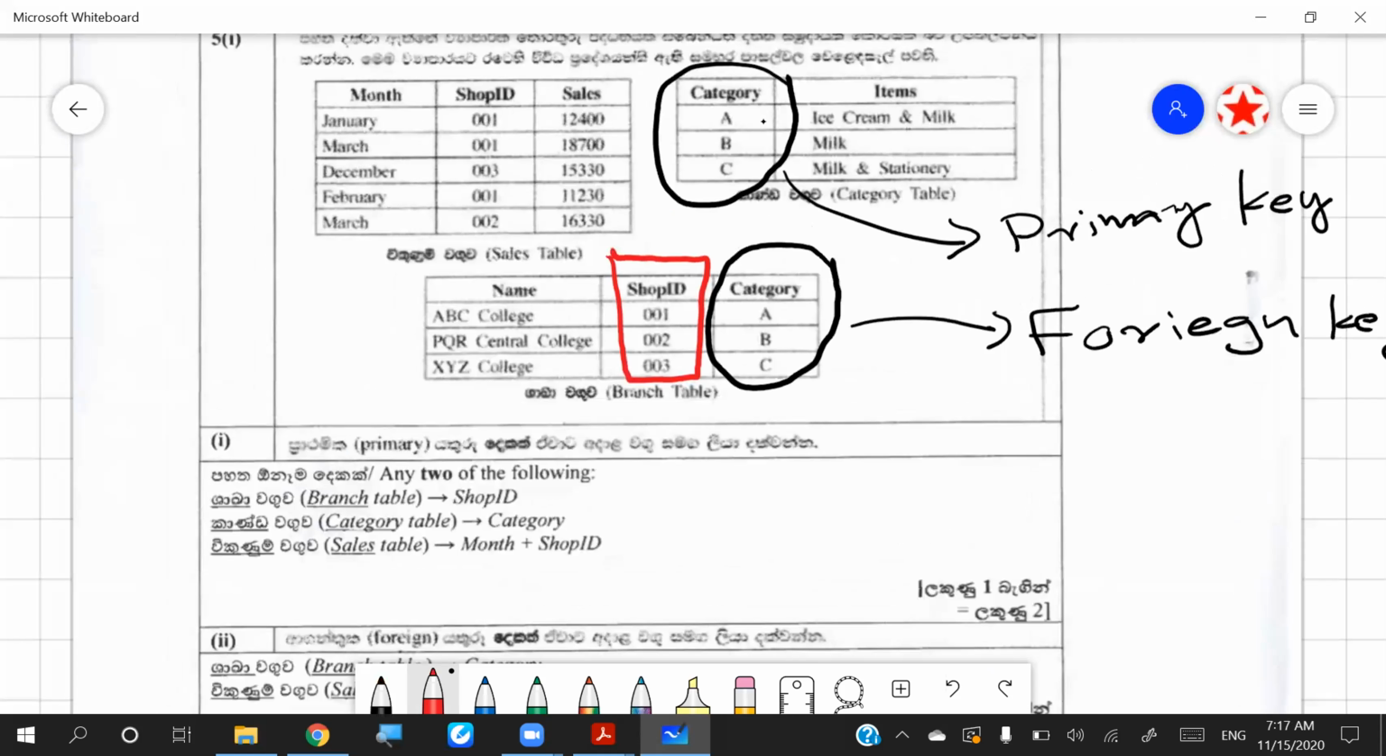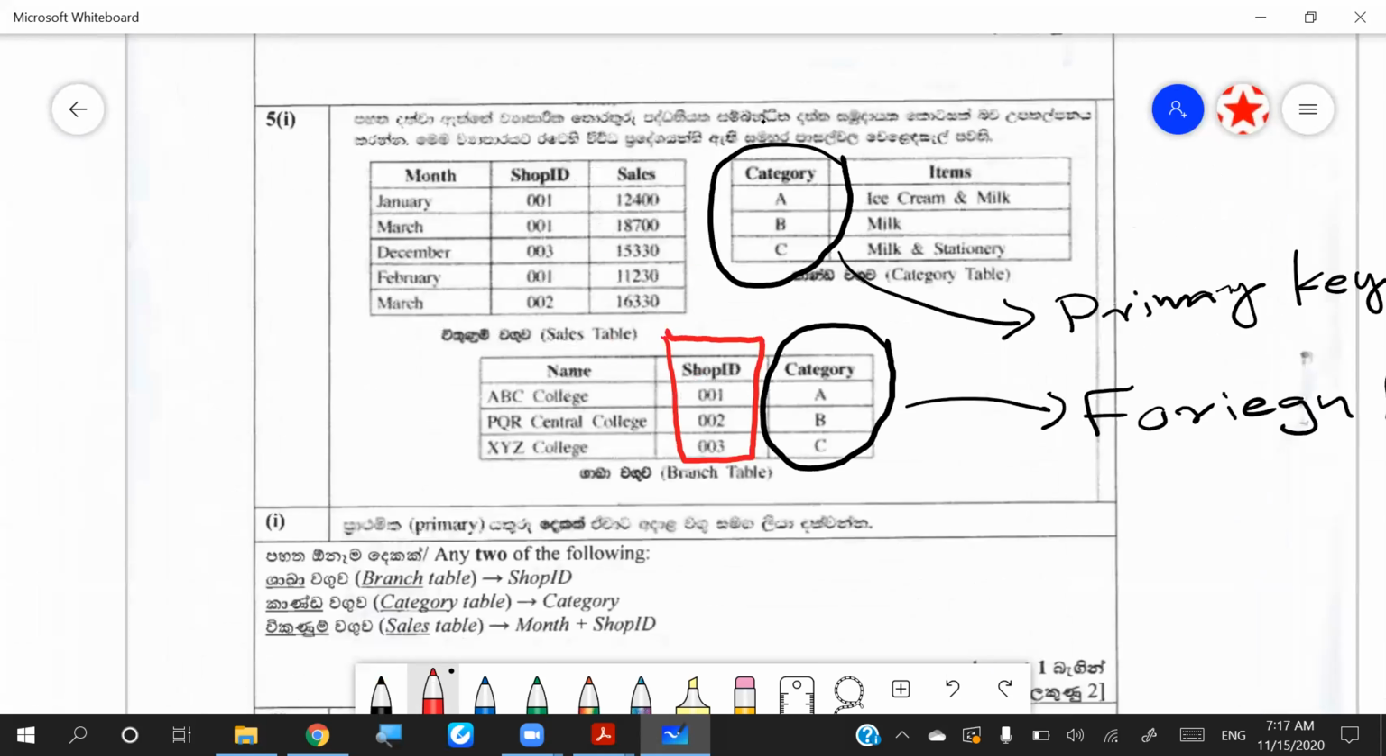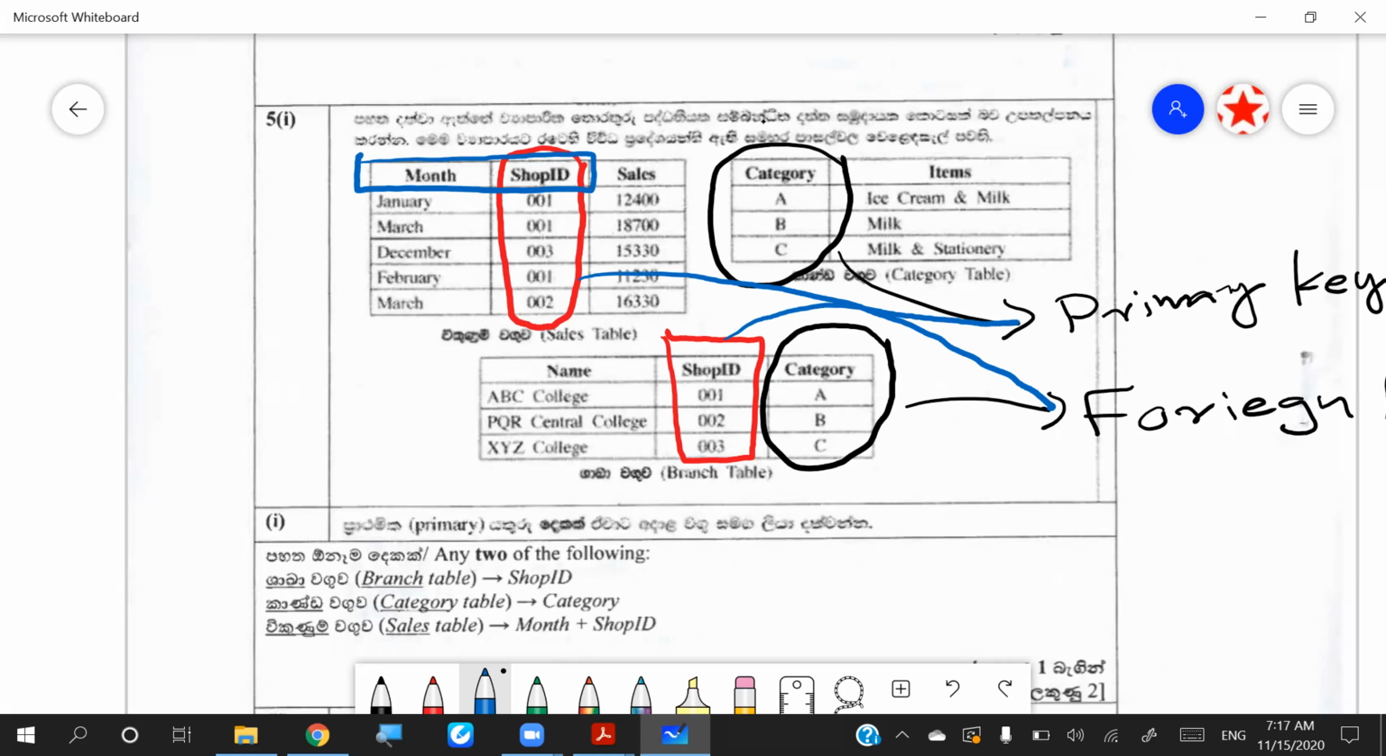And in the second part, they are asking for the foreign keys. Now we have found one. If you look at the sales table, there is this shop ID inside that table. We had taken the month and the shop ID together as a primary key, but part of it, the shop ID, is a primary key on the branch table. So again, this is going to be the primary key, and this is going to be a foreign key.